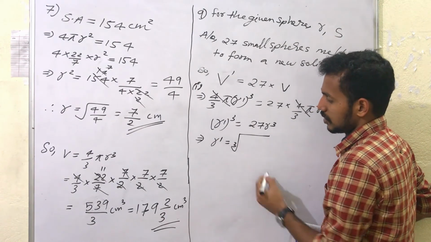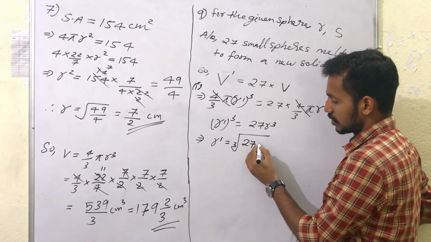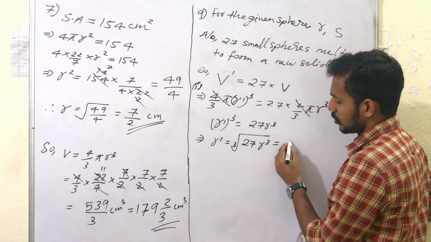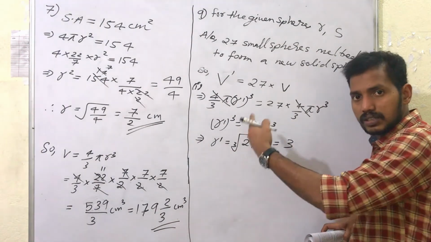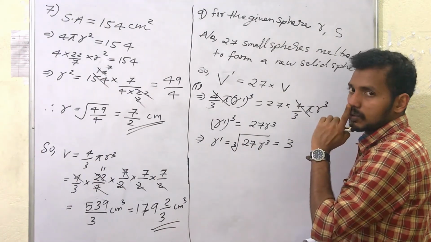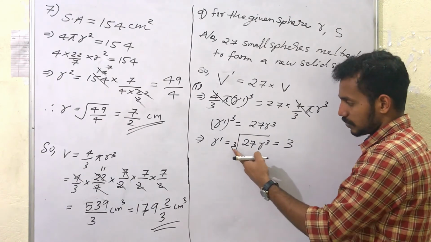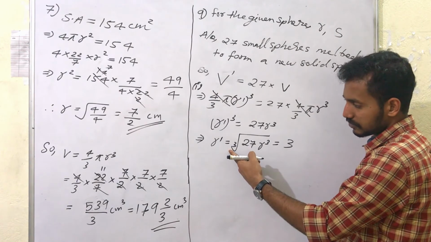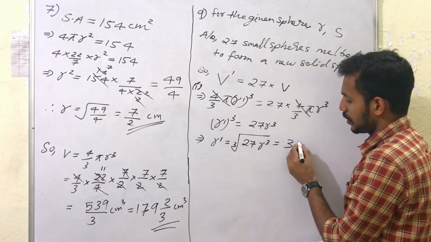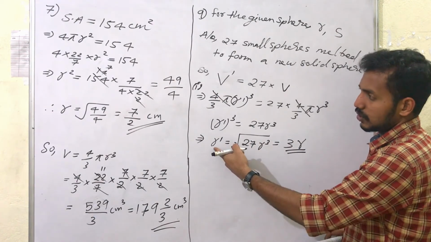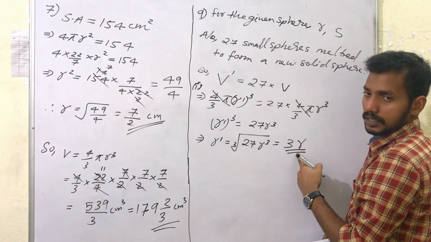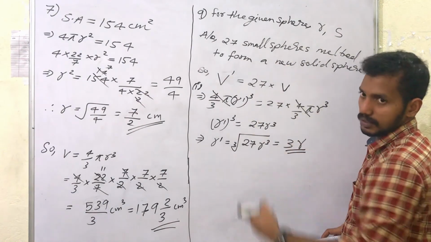Cube root of 27 r cube, which is equal to, what is the cube root of 27? Which is equal to 3. Okay, 3 into 3 into 3 is equal to 27. So the cube root of 27 is equal to 3, and the cube root of r cube will be r. So the radius of the new sphere will be 3 times the radius of the small sphere.